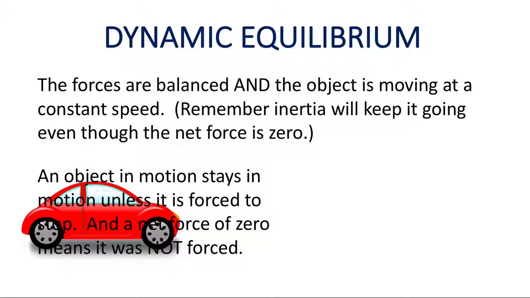So, dynamic equilibrium is strange, in that you can have a balanced system and the object can be moving. The important thing is that the object is maintaining a constant speed and direction. In other words, it is not accelerating.